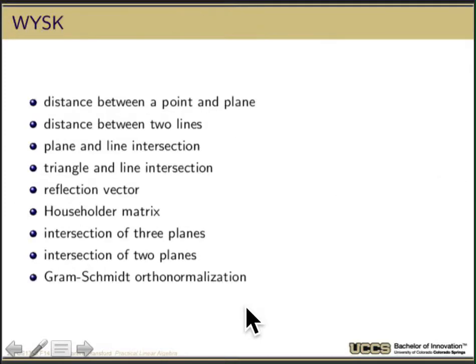Finally, for the terminology for this chapter, make sure you understand distance between a point and a line, distance between two lines, line and plane intersection, triangle and line intersection, and reflection. All of those, you should know how to do mathematically. Householder matrices, you should know what they are. Understand the processes for intersection of three planes, intersection of two planes, and Gram-Schmidt orthogonalization, and have a high-level understanding of what's going on.